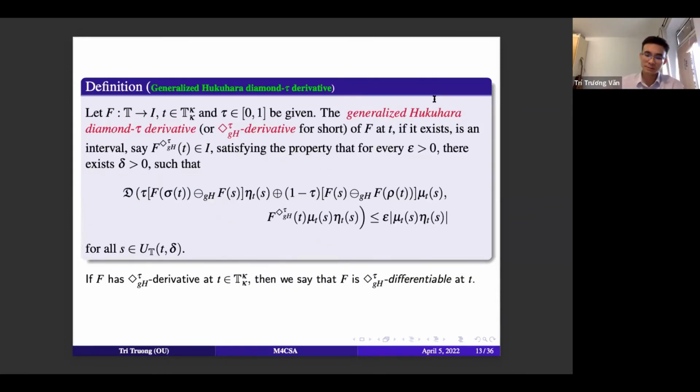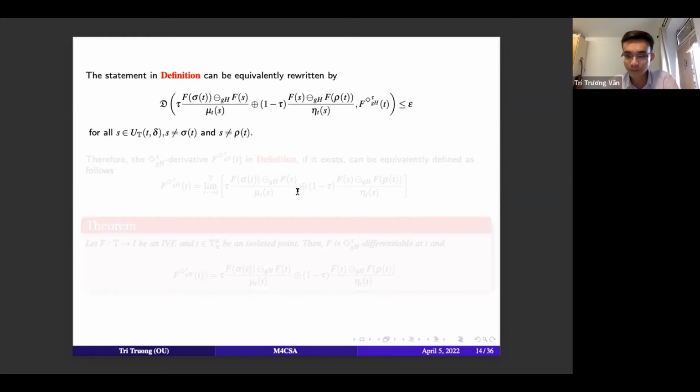So here is our main definition for the interval value function. We consider the interval value function f, and for tau belonging to the interval 0, 1, the generalized Hukuhara diagonal derivative for the function f at t can be defined in this formula. And here is the distance between this term and this term. Yes, it's complicated, but we can describe it in an easy way.